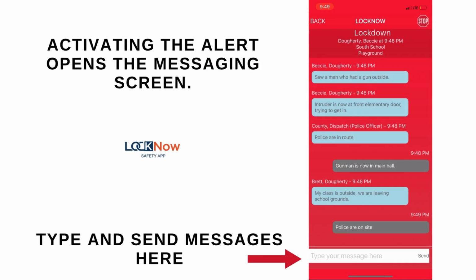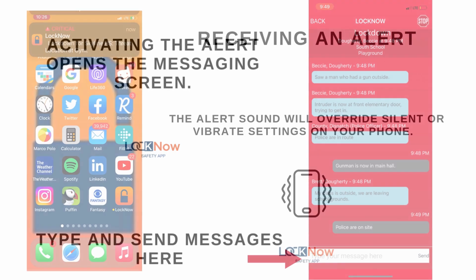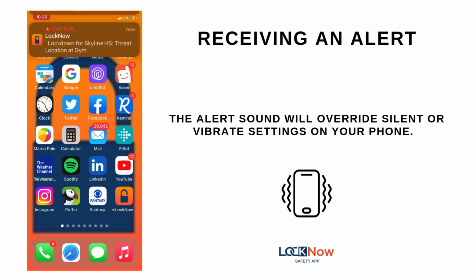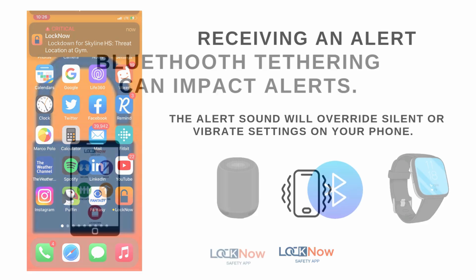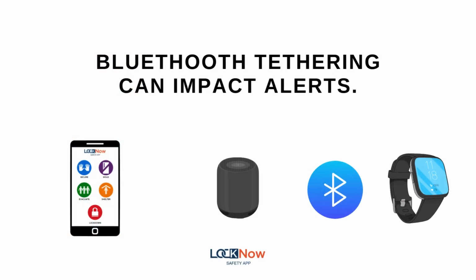After you activate or receive an alert, navigate to the messaging screen for important communication and updates regarding your situation. When receiving an alert, the alarm will override silent or vibrate settings on your phone. The alert can be silenced by opening the notification on your screen or pressing volume buttons on your phone. Opening the notification will take you to the messaging screen, or you can launch the app manually. Again, monitor the messaging screen during an event for important communication. Be aware that anything tethered to your phone can interrupt the alarm and notifications from the app.